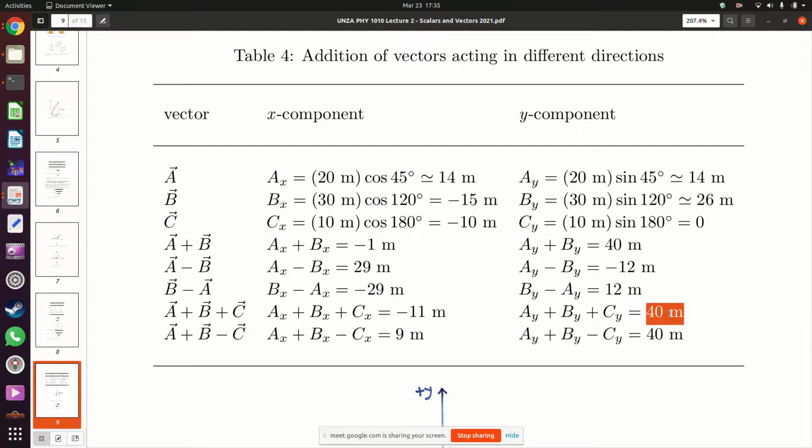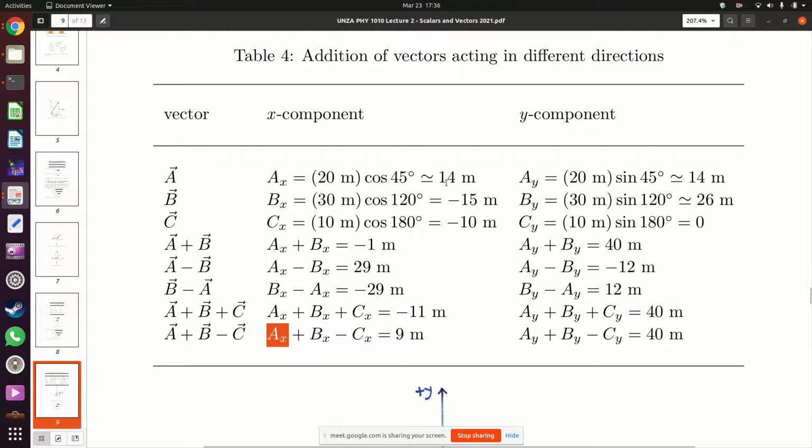So you keep on adding the components of these vectors you have worked out. It doesn't matter how many vectors you have, you add their components. This one, a plus b minus c. How much is this a plus b minus c along the x-axis? It's going to be ax plus bx minus cx.